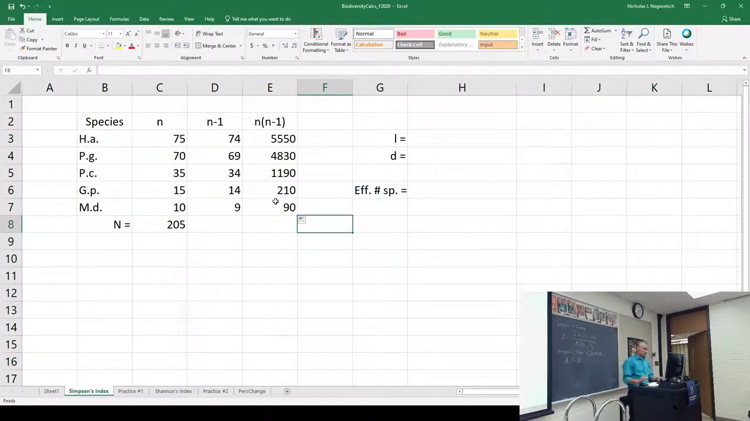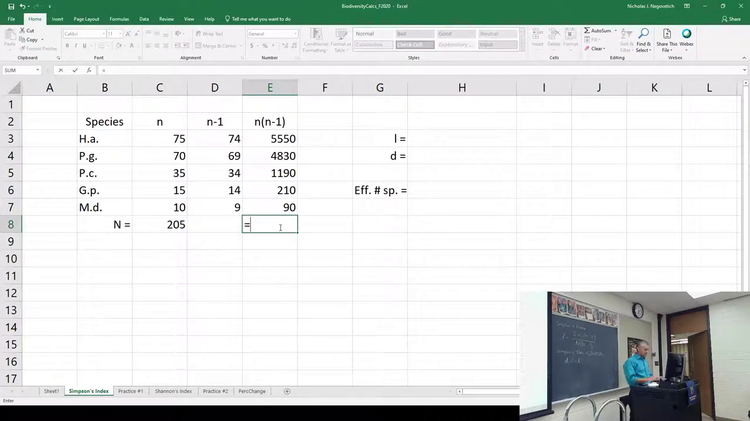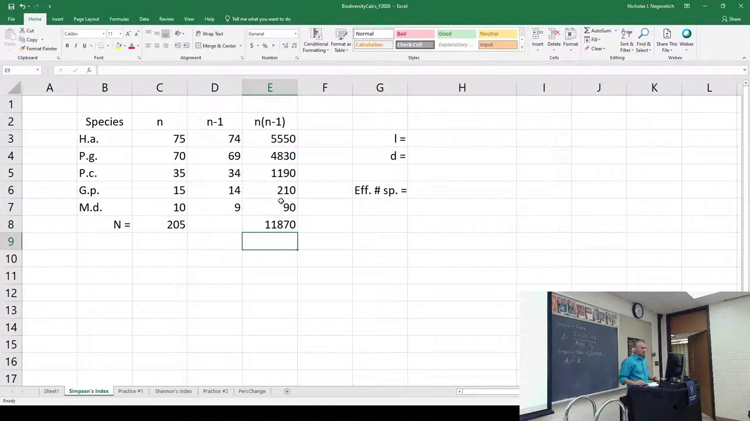All right. So now I need the sum of that column. I use my function. This is our numerator.